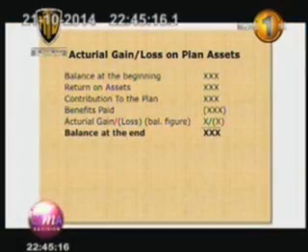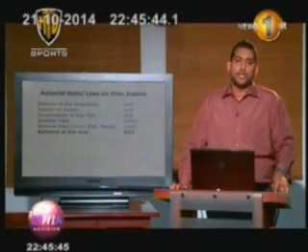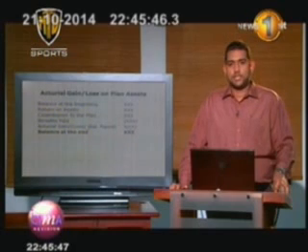So the items that will come under the plan assets calculation will be the balance at the beginning, return on assets, which is the opening balance at whatever the rate of return, and contributions made by the employer to the plan, which will be added. Any benefits paid are paid out of the assets to the employees, so the benefits will get deducted, and you compare all these things with the balance that you are given at the end of the period. Any difference will represent an actuarial gain or loss on plan assets.